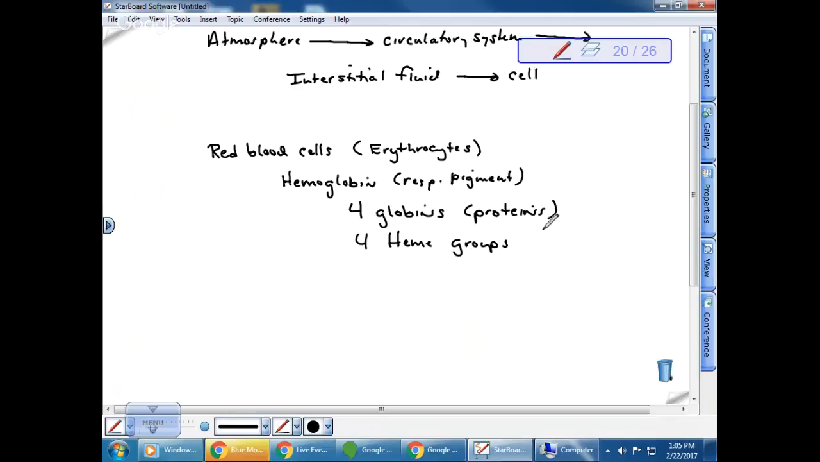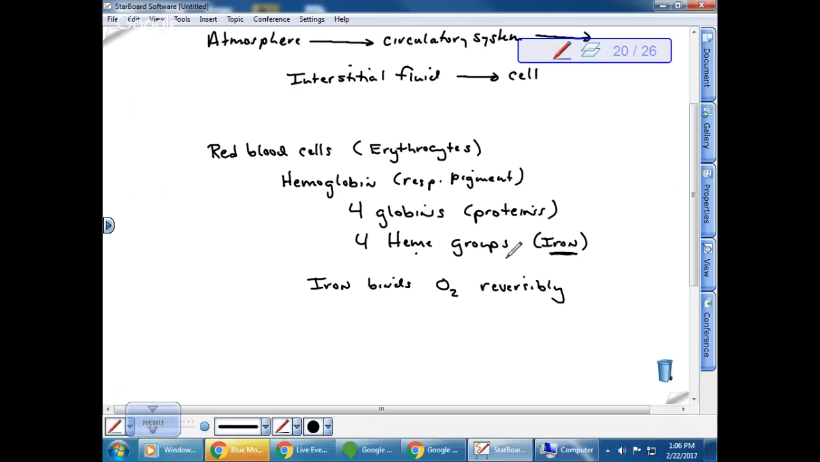So we use iron. Now, I want to point out that insects use copper, right? So some invertebrates use other minerals to transport oxygen, but we happen to use iron, okay? So if we look at this model, it is the iron part of the heme group that binds oxygen. So the iron binds oxygen reversibly. What this means is that it picks up oxygen and then it releases oxygen where it's needed.